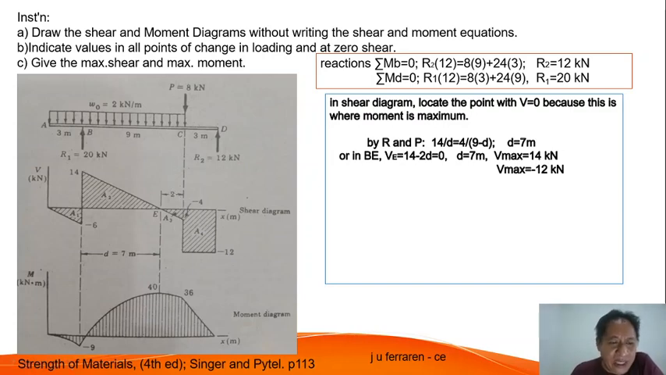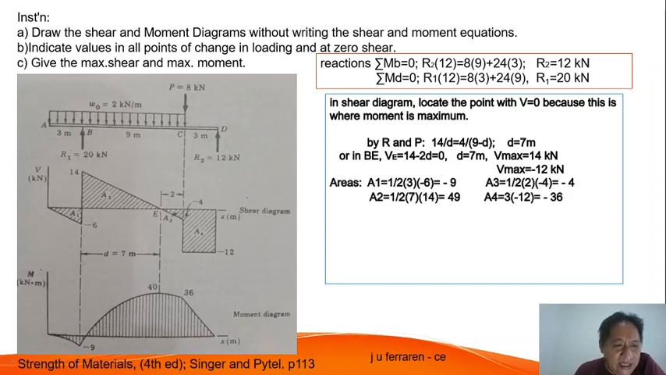Okay, so for the moment, you get it from the area of your shear diagram. Okay, that is why we mark A1, A2, A3. So you need to solve for the areas in the shear diagram. What is your A1? As a triangle, no problem with the area of a triangle.